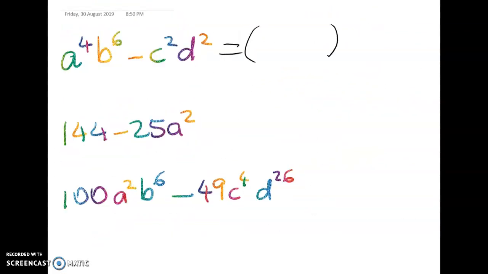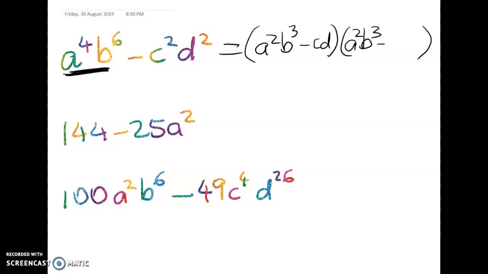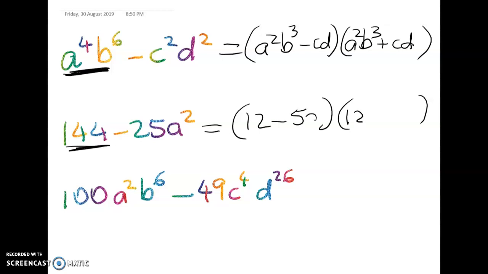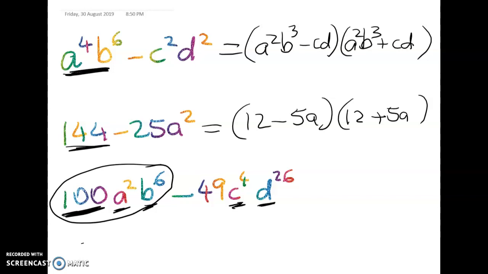Now we've got combinations of variables and no coefficients, but it's the same idea. The square root here will be a squared b cubed minus cd, and then a squared b cubed plus cd. Here, the square root is going to be 12, and 12 here, minus 5a, plus 5a. In this one, we've got three things, right? We've got a coefficient, an a and a b, and then a c and a d. It doesn't matter, right? As long as we can take a square root here, we're fine.